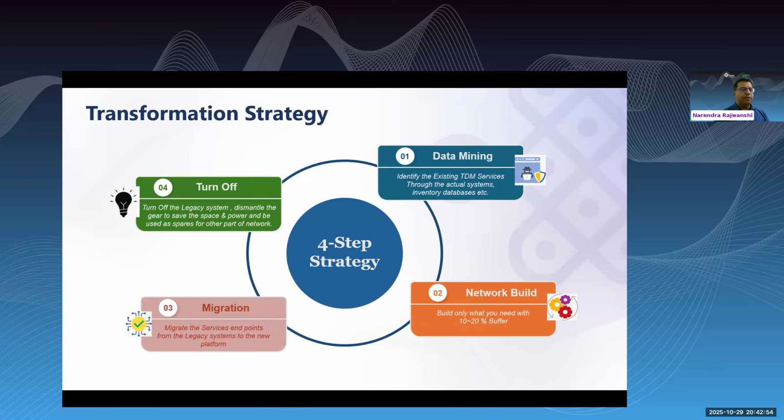And finally, turning off the legacy systems, dismantle all the equipment to save the space and power. And they can also be used as spares for other parts of the network which are still working. So this is the transformation strategy that we follow and have done successfully in the past.